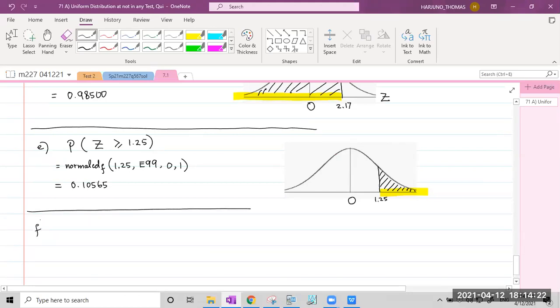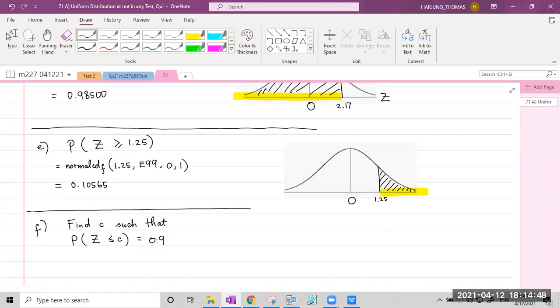Now, the next question is to find the Z-score. Call that part F. Find the Z-score, let's call that Z, such that the probability that Z is to the left of that Z-score is 90%. That's new, it's totally different. It's the other way around. We know the area to the left is 90%. What is the Z-score?